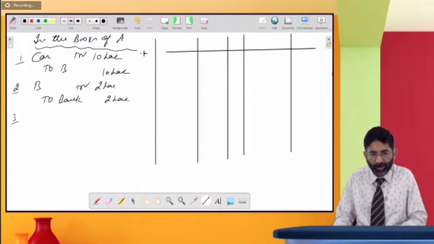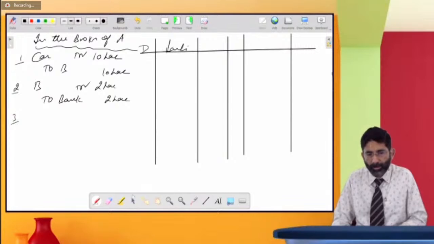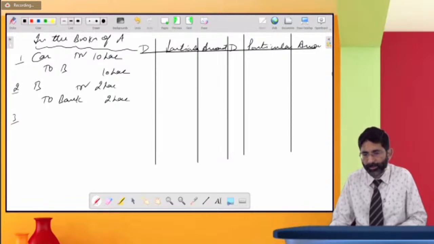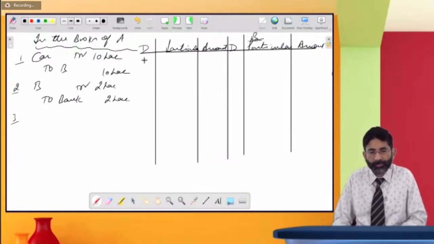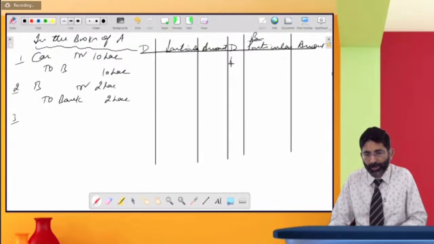only the higher vendor account in your books, means B's account. This is B's account: date, particulars, amount, date, particulars, amount. This is B's account in the books of A. So when the asset is purchased, he will pass an entry, car account debit to B. So just assume it is 1st of April. He will pass an entry, buy car, 10 lakh.